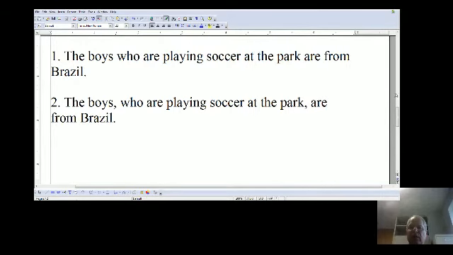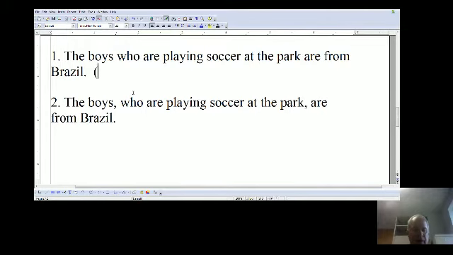So what do you guys think? And welcome. I think I see here Mohamed. It looks like you left a message or didn't leave a message, but what do you guys think? Which one means that all of the boys are from Brazil? Which one means some of them are from Brazil? Right? So let's go back to the sentence.